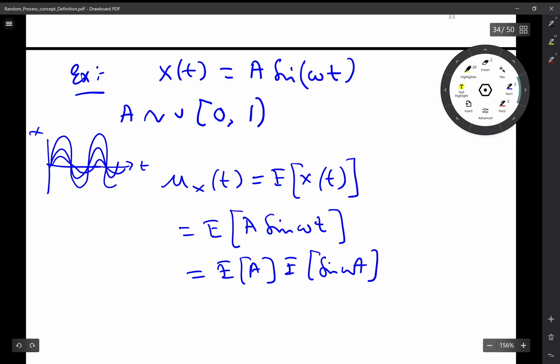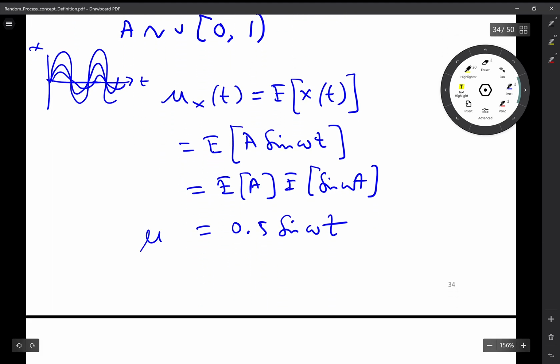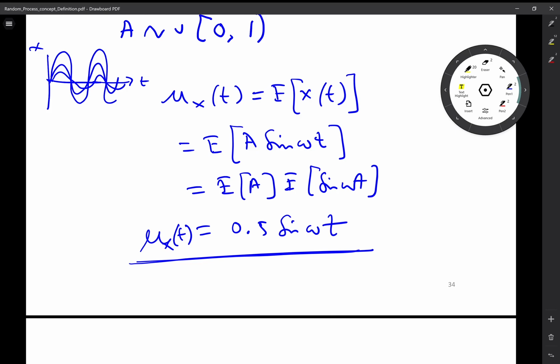E of sine omega t will be sine omega t, because it is over the ensemble. So E of A, with A uniform from 0 to 1, will be 0.5 because it is a uniform distribution. E of sine omega t will be sine omega t, so it will be 0.5 sine omega t. So mu x of t will be 0.5 sine omega t. So it's a function of t, it's not a constant. Okay.